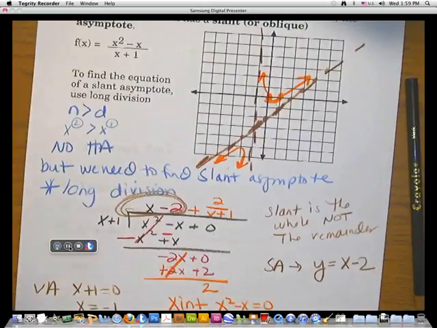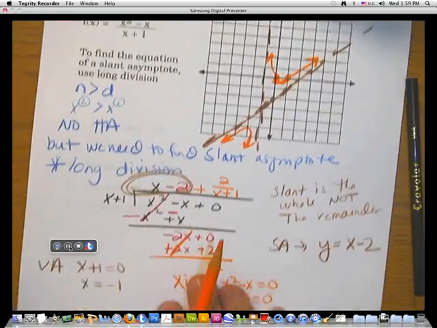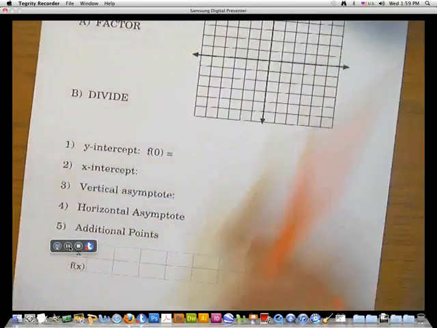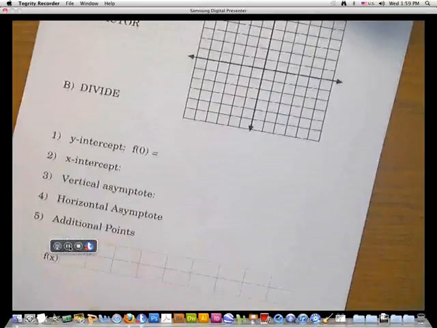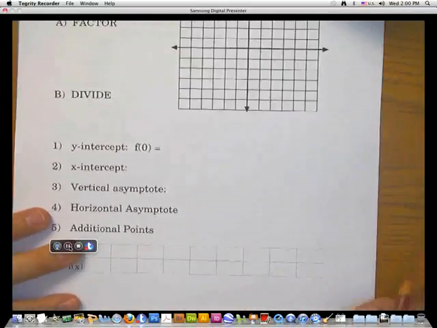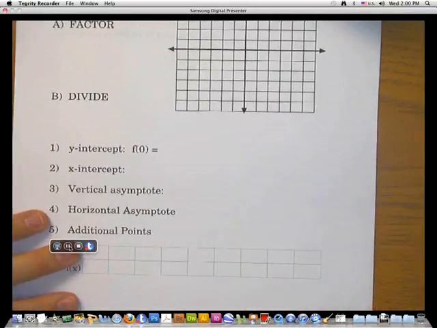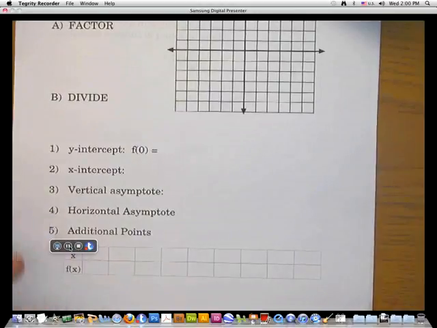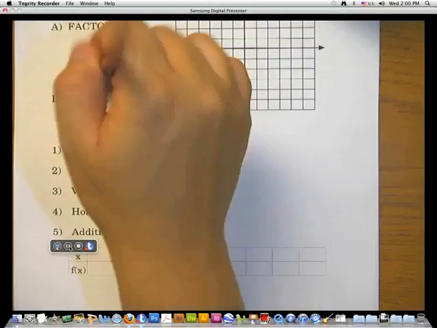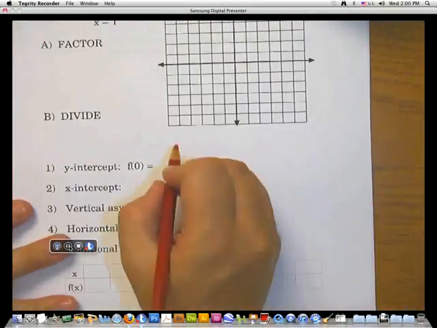So with a slant asymptote, we have to do long division. Then we can find our vertical asymptote and we can find our x-intercept. Okay, so let's try that again on page 7. We know that it's going to be an x. There's not going to be a horizontal asymptote, but let's go through our steps down here and we'll come back up and fill in A and B.